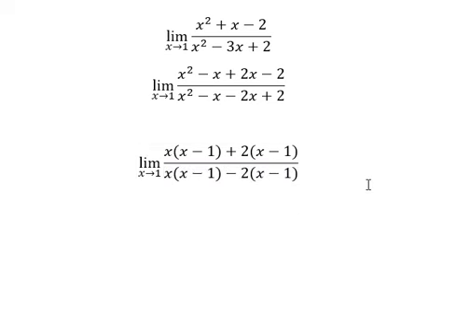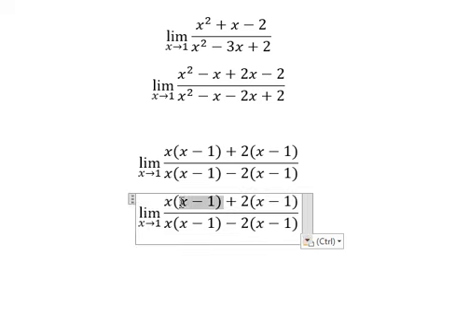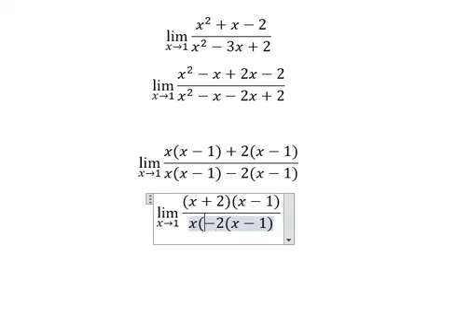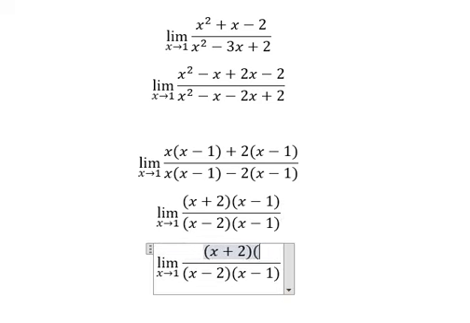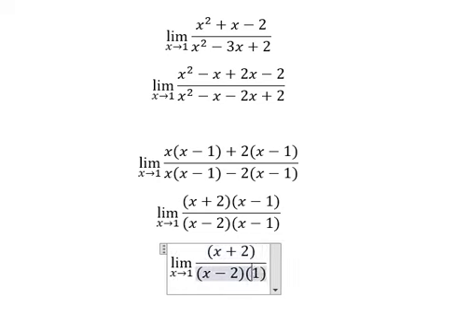Now we can do factorization by x minus number 1. Similar for the second one. Now we simplify x minus 1 on the numerator and denominator.